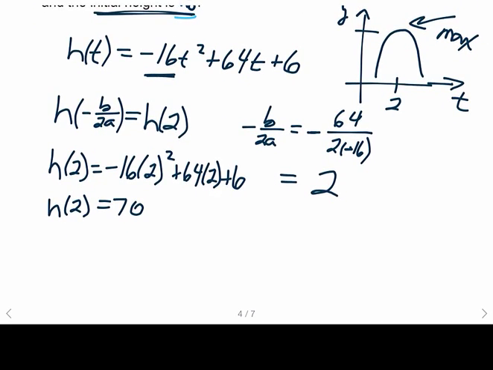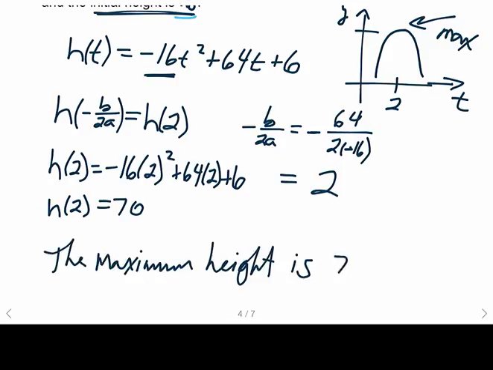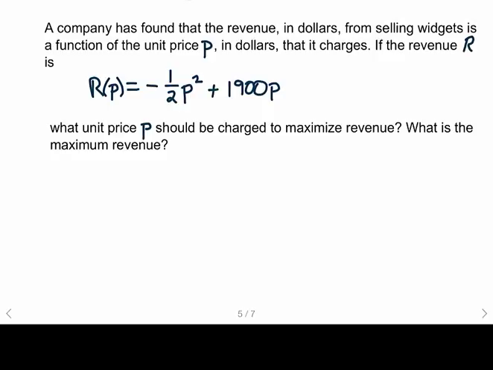Since we were asked for the maximum height, we can say the maximum height is 70 feet. All right. Now we have a company that has found that the revenue in dollars from selling widgets, whatever those are, is a function of the price P that it charges per unit. If the revenue R is given by R of P is equal to negative 1/2 P squared plus 1900 P, what unit price P should be charged to maximize the revenue, and what is the maximum revenue?